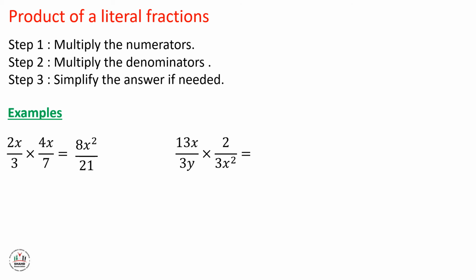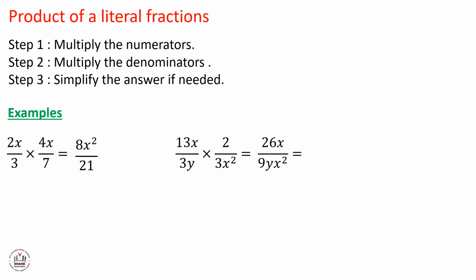Now, 13x over 3y times 2 over 3x squared. So 13x times 2 is equal to 26x. 3 times 3 in terms of denominator. 3 times 3 is equal to 9. y times x squared is equal to yx squared.